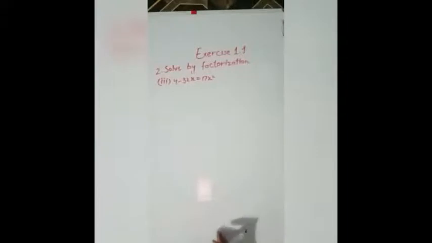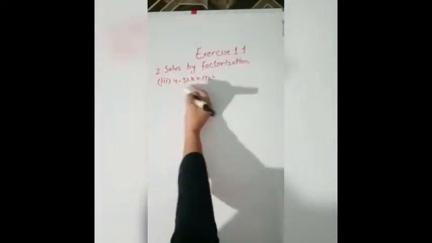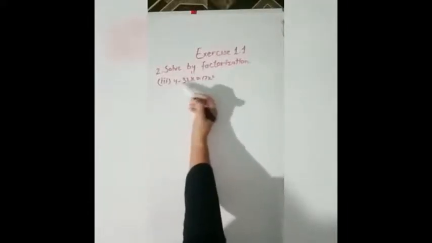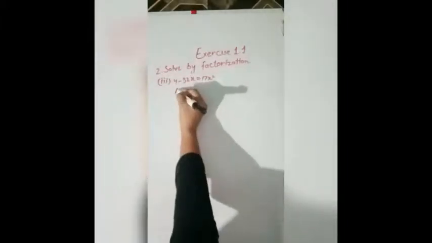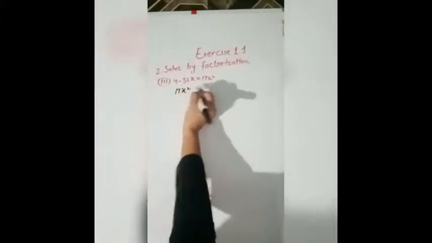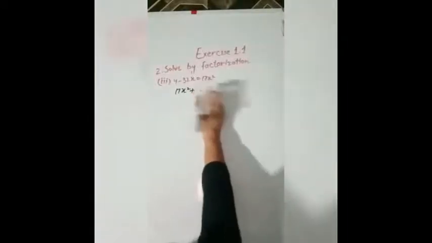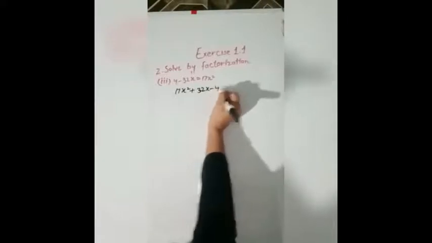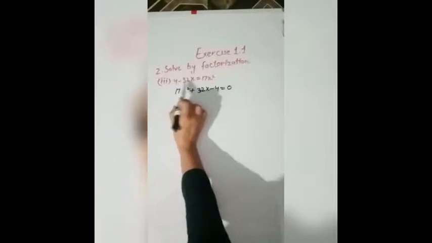Part 3 is 4 minus 32x is equal to 17x square. First we have to convert into standard form. So we shift these two terms to the other side: 17x square plus 32x minus 4 is equal to 0. We shift these two terms on this side.